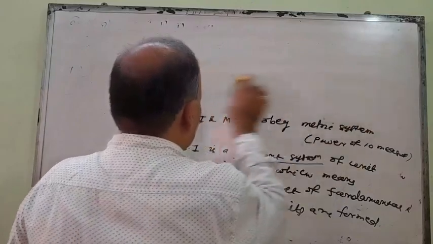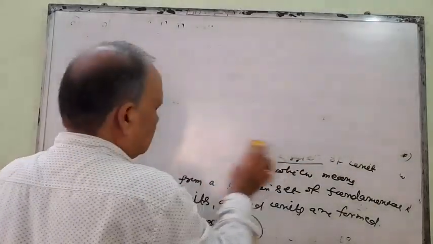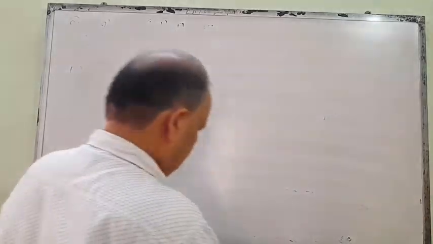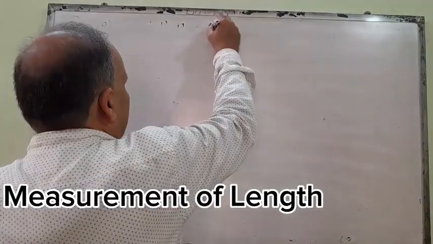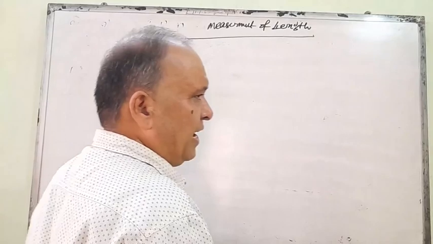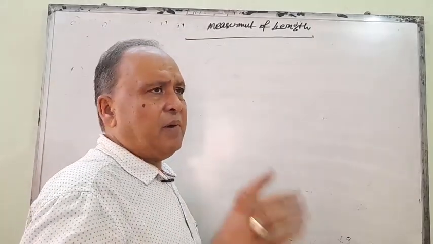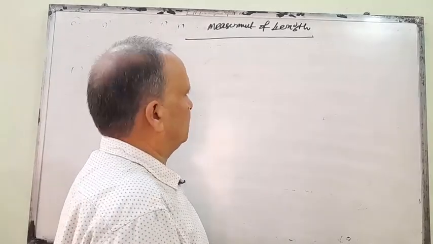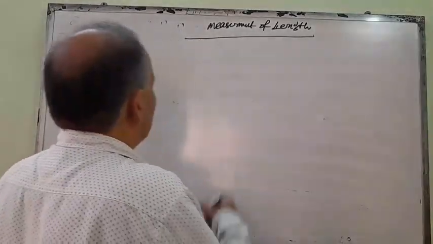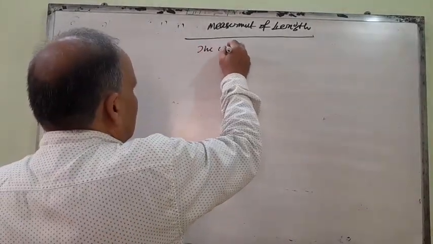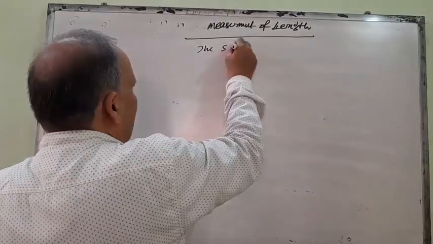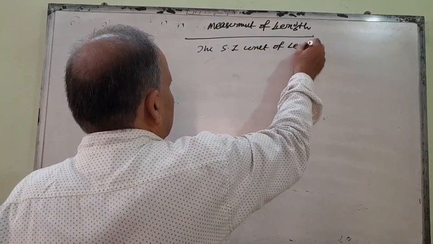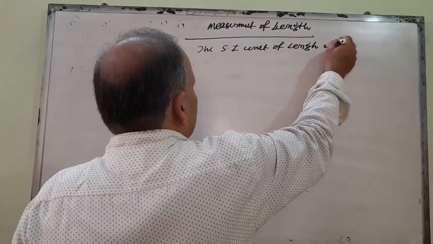Now we read measurement of a length. There are 9 fundamental physical quantities and there are 9 units. The SI unit of a length is meter.